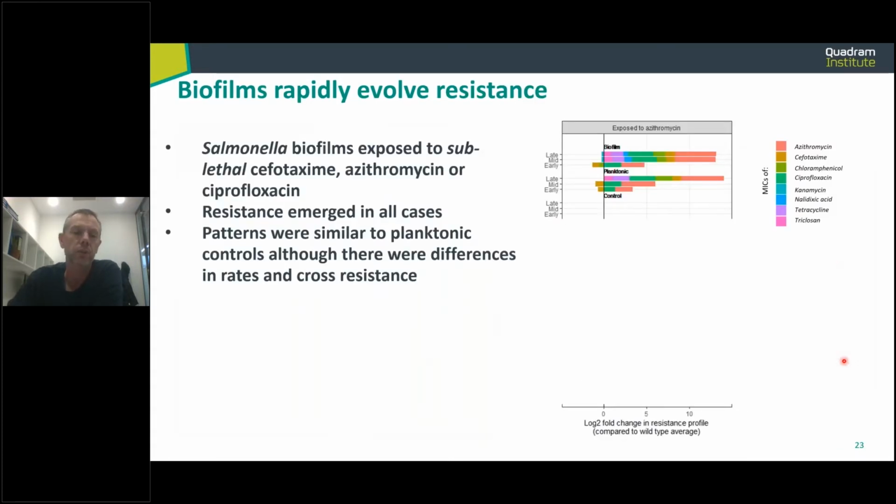Okay, so what did we do? We took Salmonella and we exposed independent lineages, lots of them, to different drugs, to either cefotaxime, azithromycin, or ciprofloxacin, as well as controls with no drug. And we looked to see what happened over time. And so just going to talk you through what this looks like.